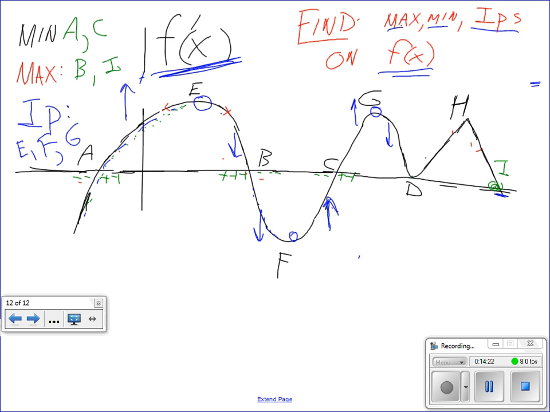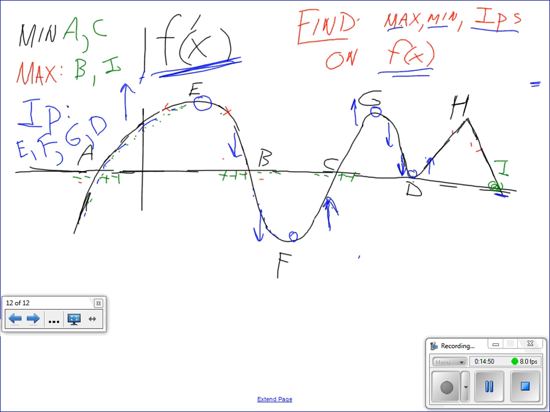Now I go down through D. D is still concave down, but right through D, the slope of the first derivative goes from negative to positive. So the second derivative goes from negative to positive, and D is an inflection point. Notice that D was not a min or a max. It's not a min or a max because the first derivative does not cross through 0.